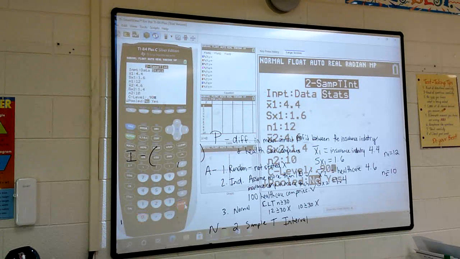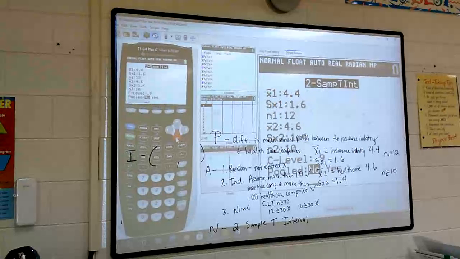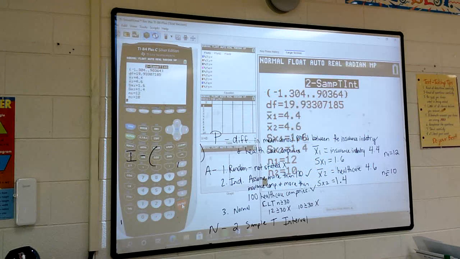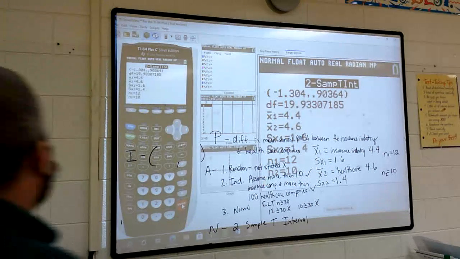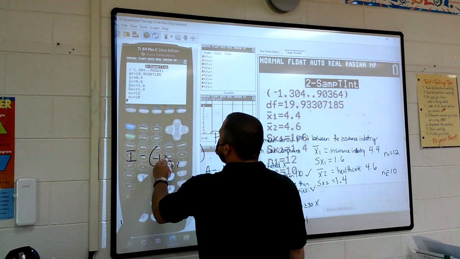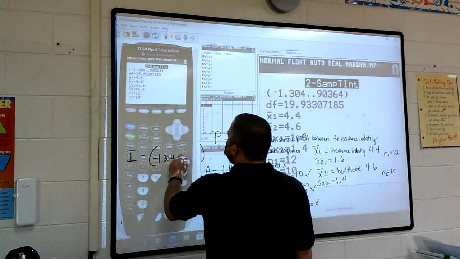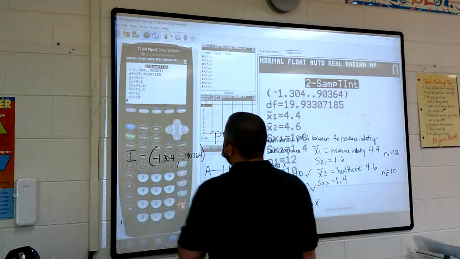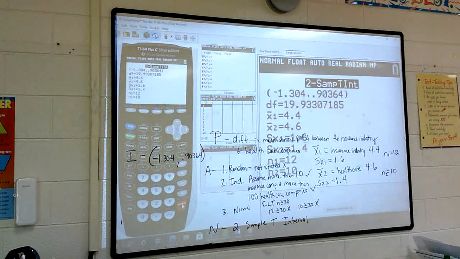Okay, pooled, you just leave it at the default. It's no. That's something we don't have to talk about in this. All right, so calculate. Now, as you calculate that, we get negative 1.3042 to 0.90364. That's our answer. That's our interval.